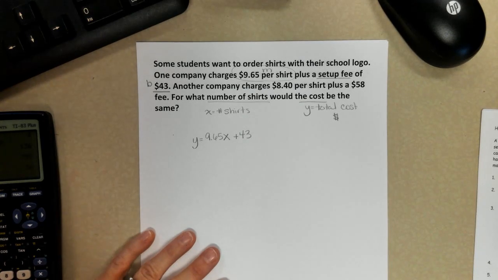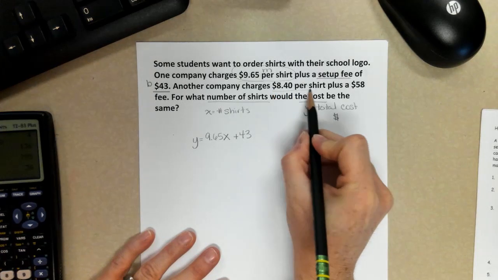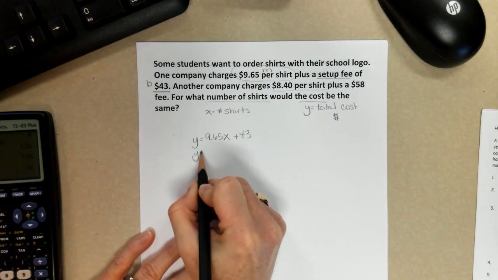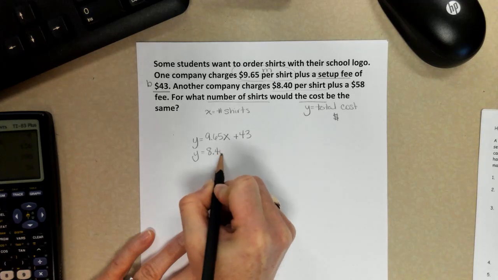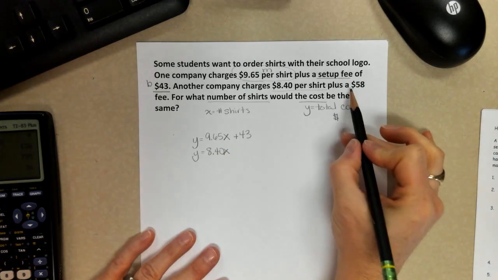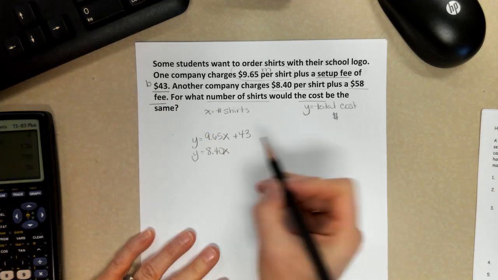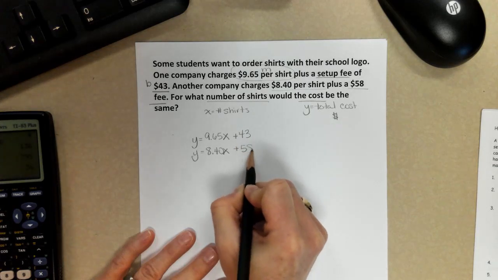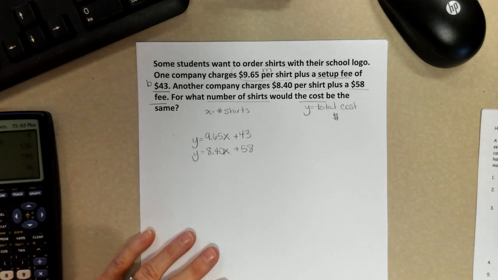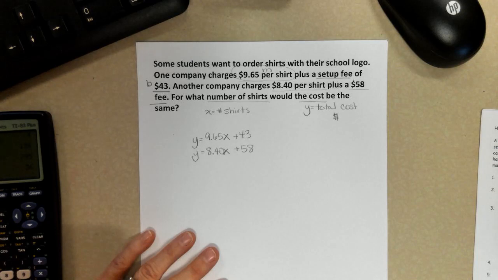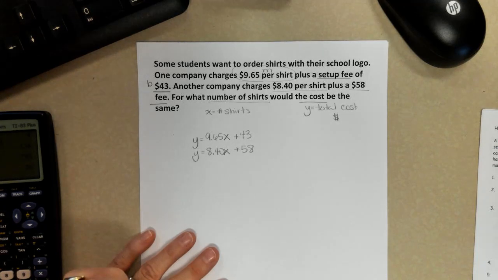And then we're comparing that with another company that charges $8.40 per shirt. So there's our other slope. And a setup fee of $58. So it costs more to get started, but it's cheaper per shirt. For what number of shirts would the cost be the same?